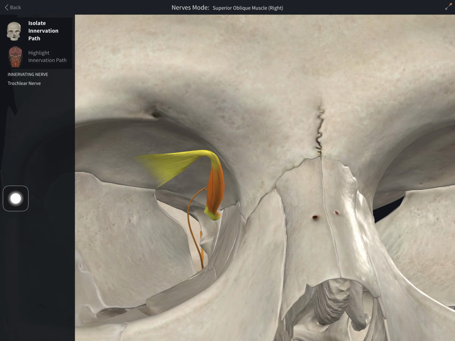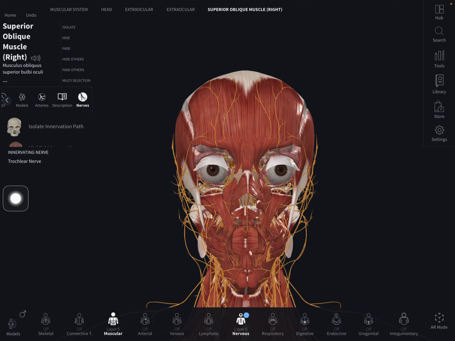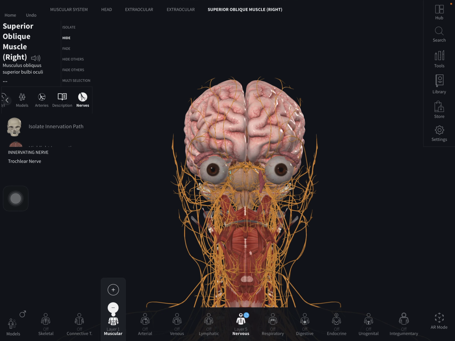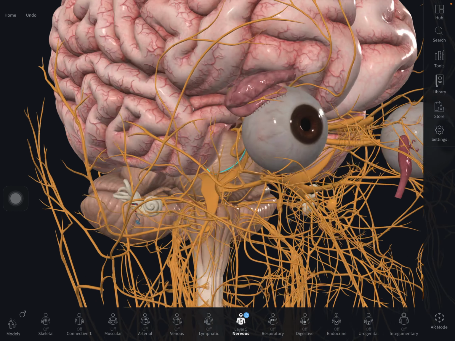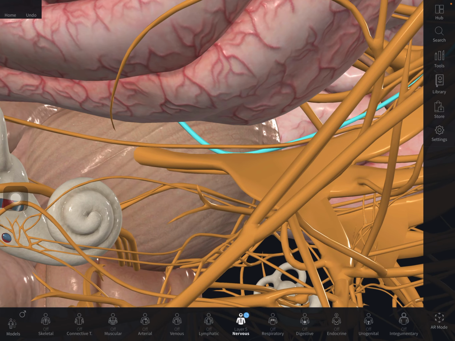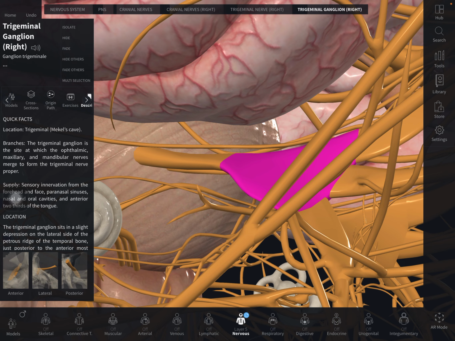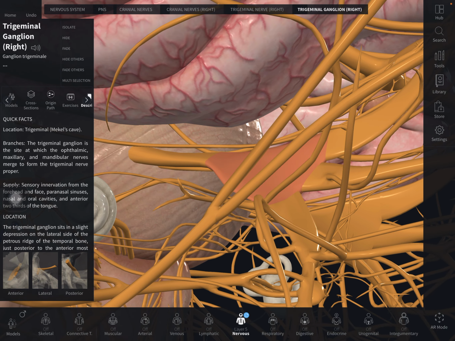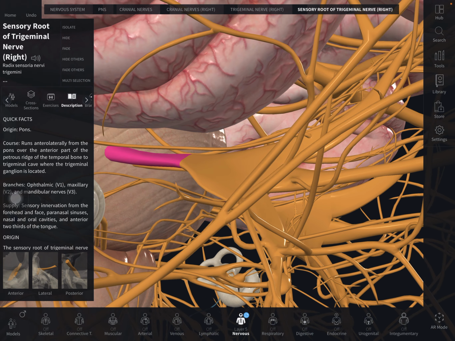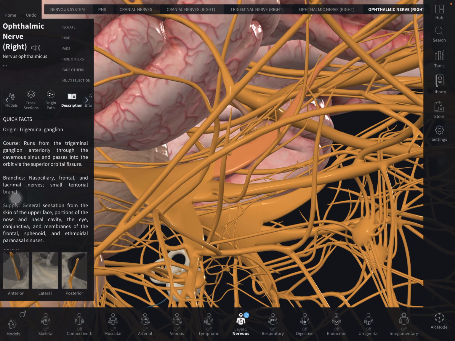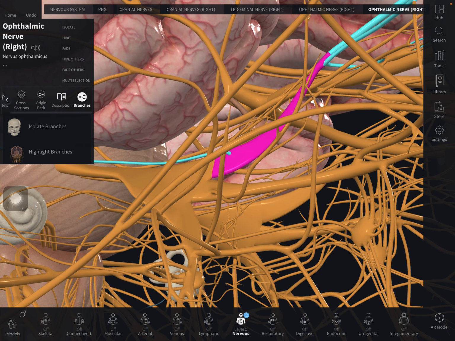Next is the trigeminal nerve, the thickest cranial nerve. It starts in the pons, and it has this trigeminal ganglion in what we call the trigeminal cave, in between this sphenoid bone. This divides into three branches, that is V1, which is also called the ophthalmic branch.